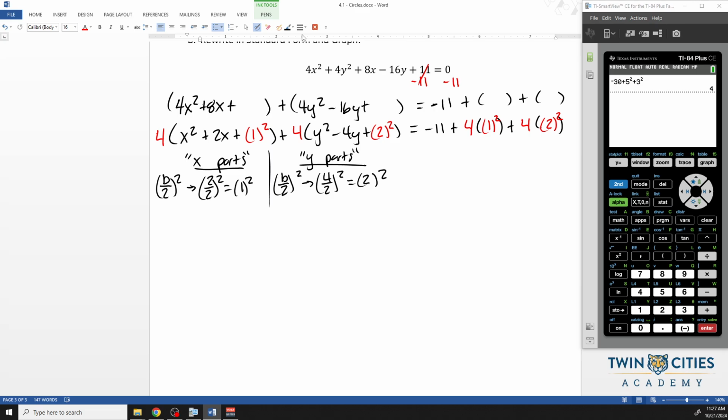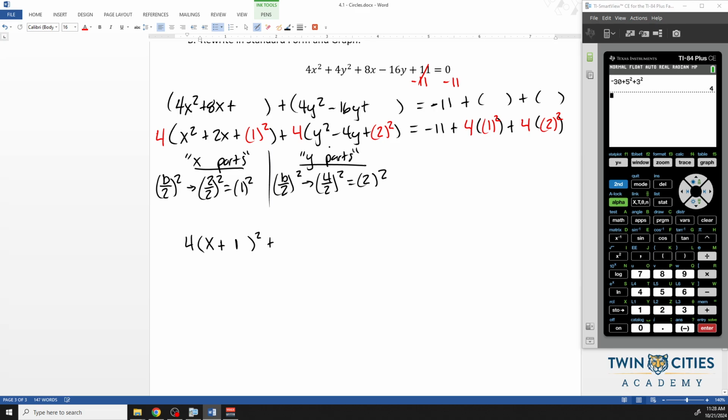Now I'm ready to factor this. Factoring this perfect square trinomial will give me a set of parentheses squared. Inside, I'll have the square root of my first term, so that'll be x. Square root of my last term, that's 1. Copy the sign in the middle. Don't forget, you factored out a 4 here, so that's why we've got to have a 4 here as well.